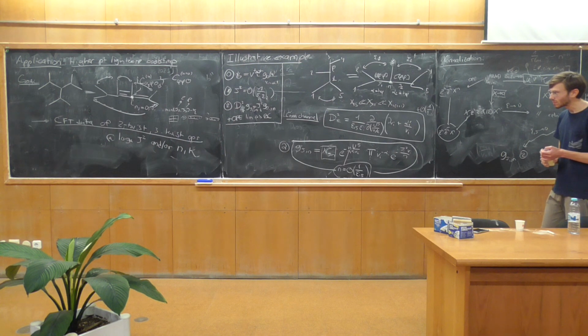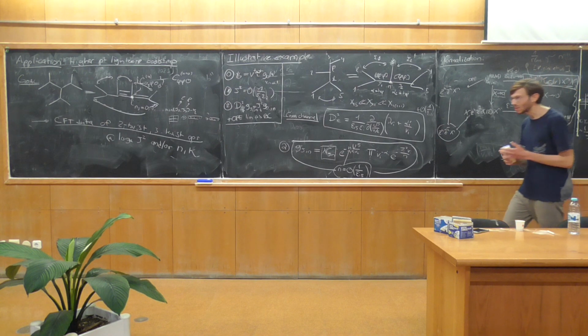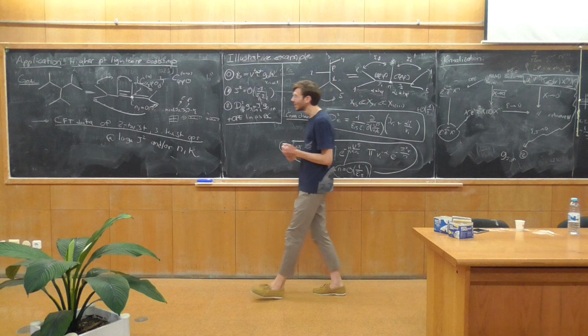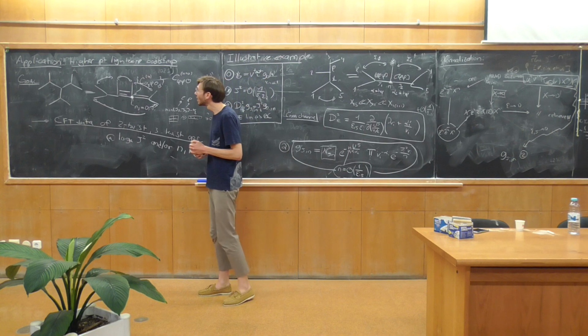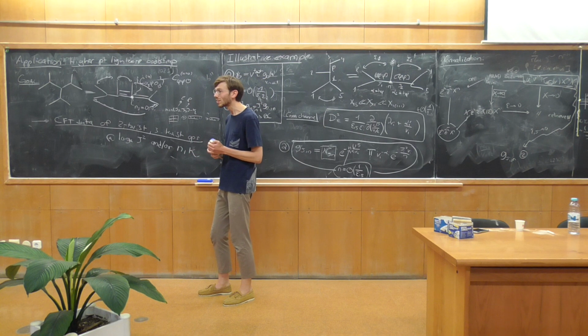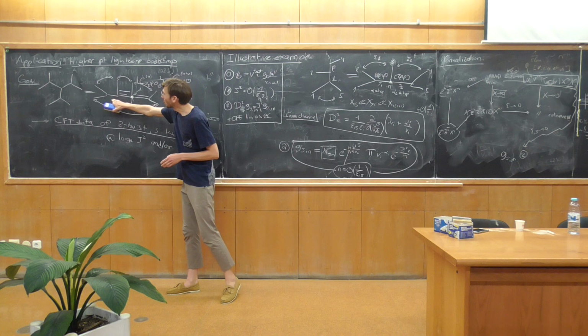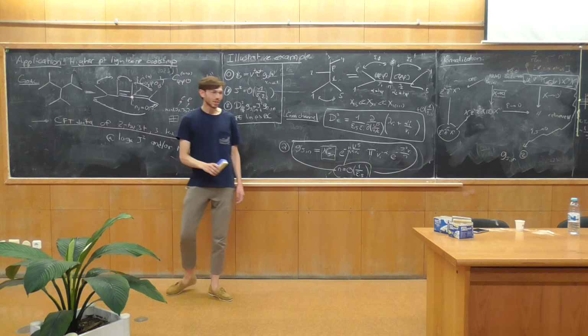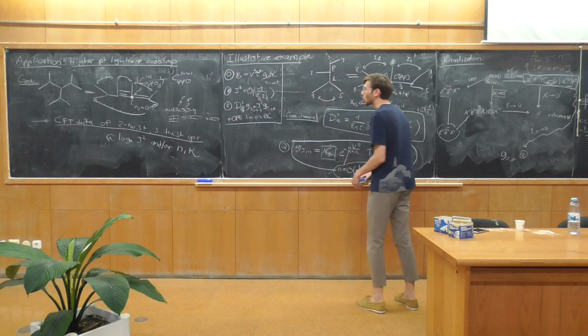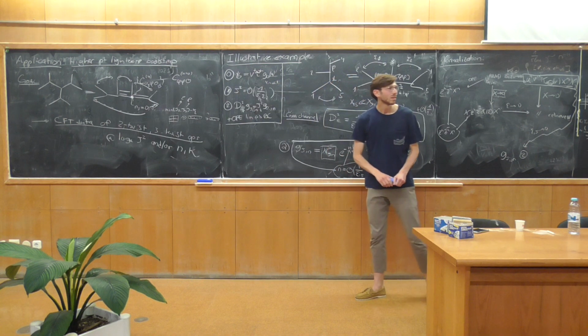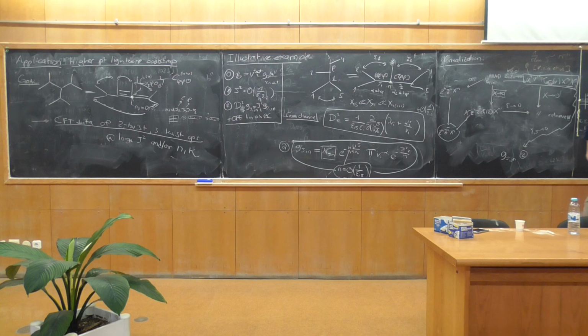Okay, so if there are no more questions, I'll move on to the most novel application of this machinery, which is bootstrapping one leading contribution in this crossing symmetry equation. Oh, sorry. Is it clear whether this diagram is commutative or not?